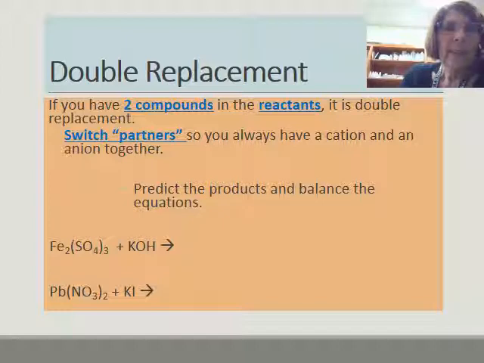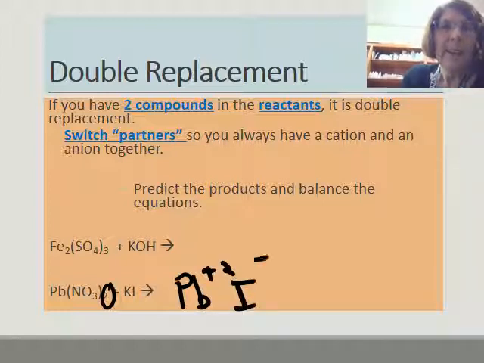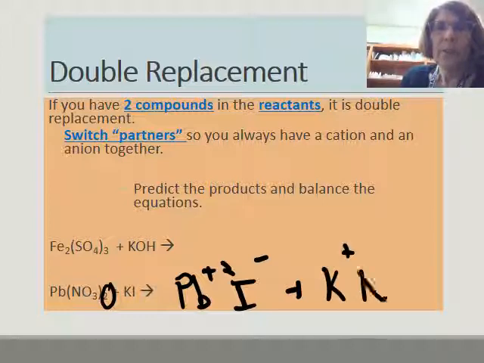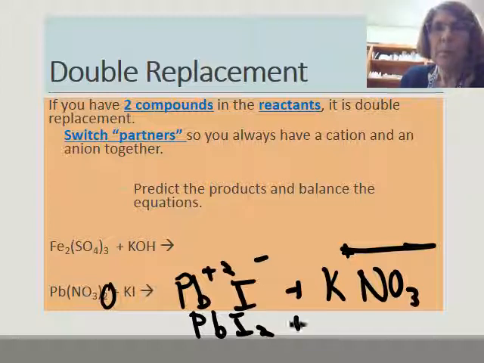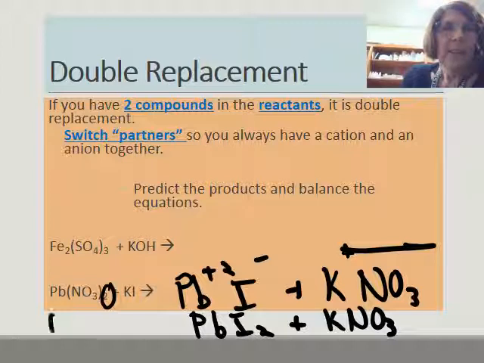All right, so we get the charge of lead from here, okay? Pb +2, I negative 1, plus K is 1, NO3 negative 1, and that goes away. So this becomes PbI2 plus KNO3. All right, and then we need to balance this.